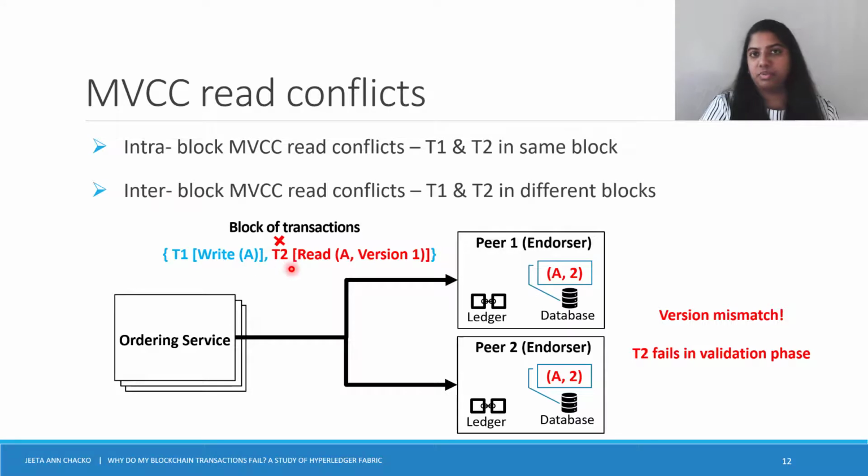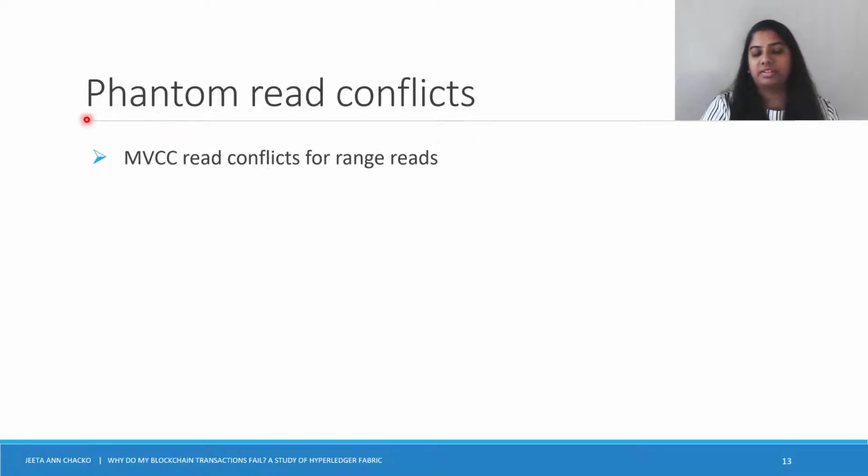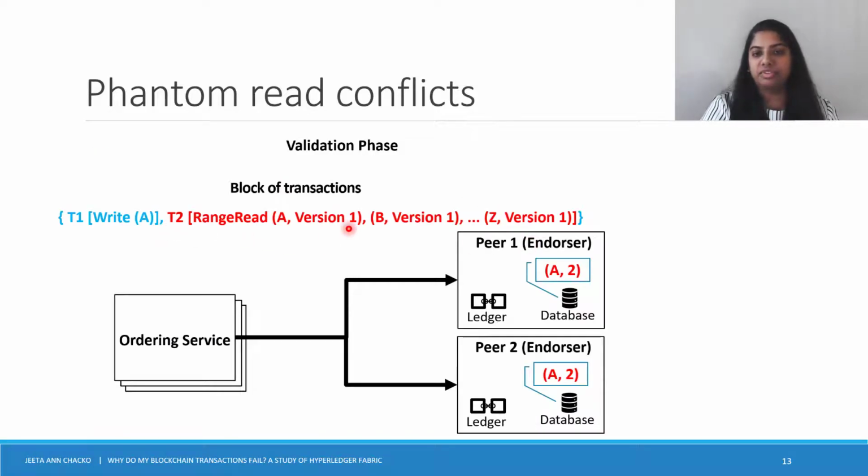Such dependencies between transactions can occur within a block or across blocks, and thereby they're called intra-block or inter-block MVCC read conflicts. The third type of transaction failures is the phantom read conflicts. So Fabric identifies this as a separate conflict, but essentially it is an MVCC read conflict for range reads. For example, if a range of keys from A to Z are being validated, and if at least one of them has a mismatch with the world state, then the entire transaction fails.